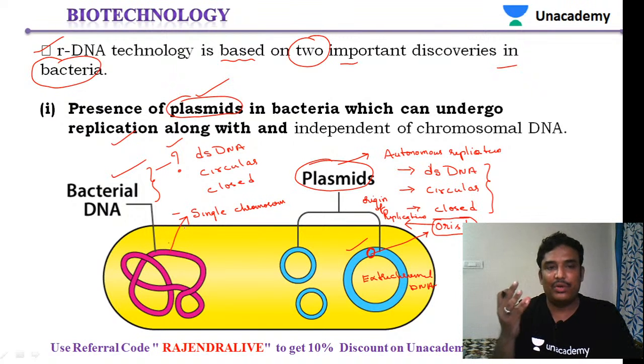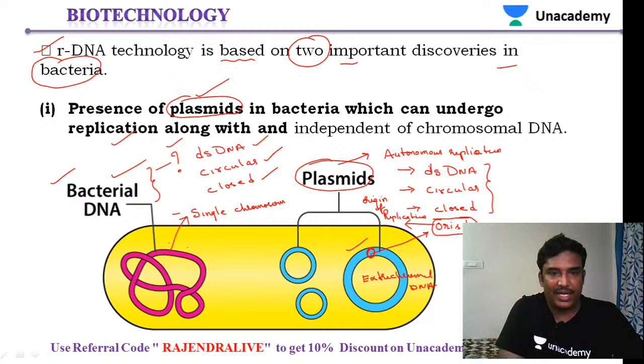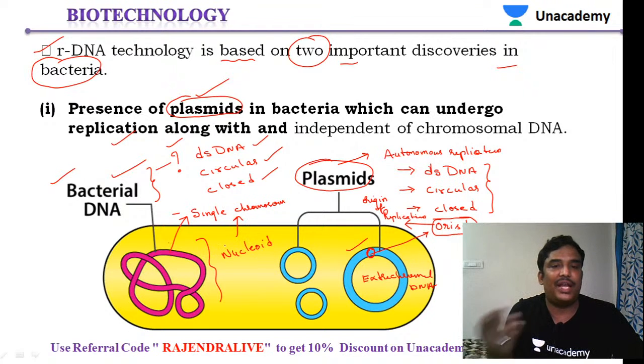So once again, what is the important thing which we have to remember here? What is the nature of the bacterial DNA? No doubt, bacterial DNA is also double-stranded DNA. It is circular, it is closed, and this bacterial DNA, the nucleus of the bacteria, is called a nucleoid. This nucleoid has only a single chromosome. On that chromosome we have DNA, and what type of DNA is present? It is double-stranded, circular and closed.